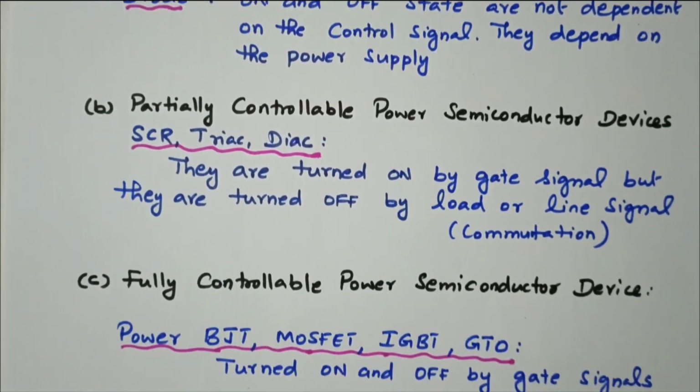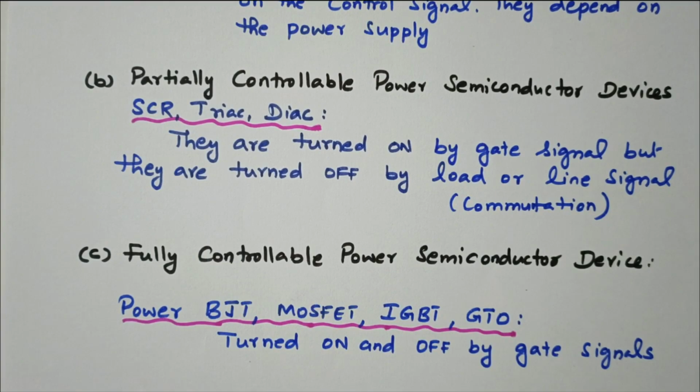Then fully controllable devices are available. Power BJT, MOSFET, IGBT, GTO. Turn on and off by gate signal. When the gate signal is given, it turns on. When the gate signal is removed, it turns off. That's why they are called fully controlled power semiconductor devices.